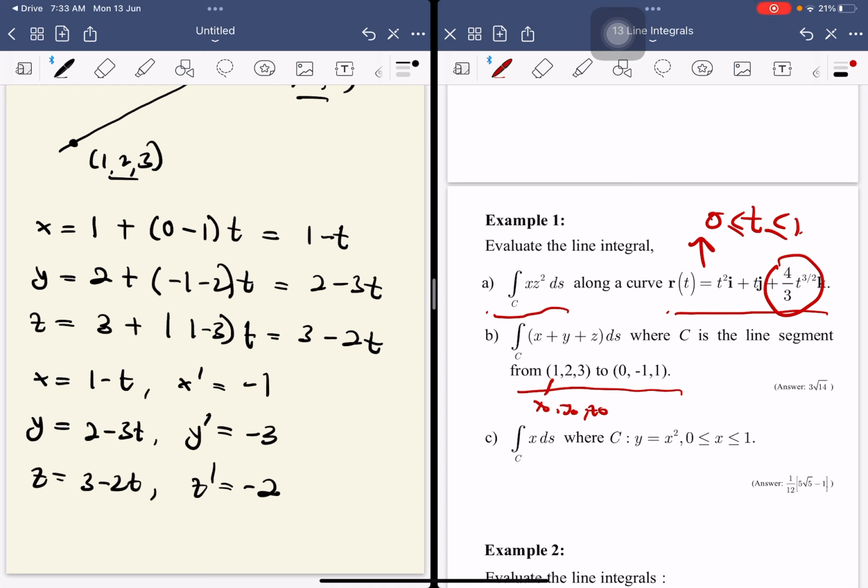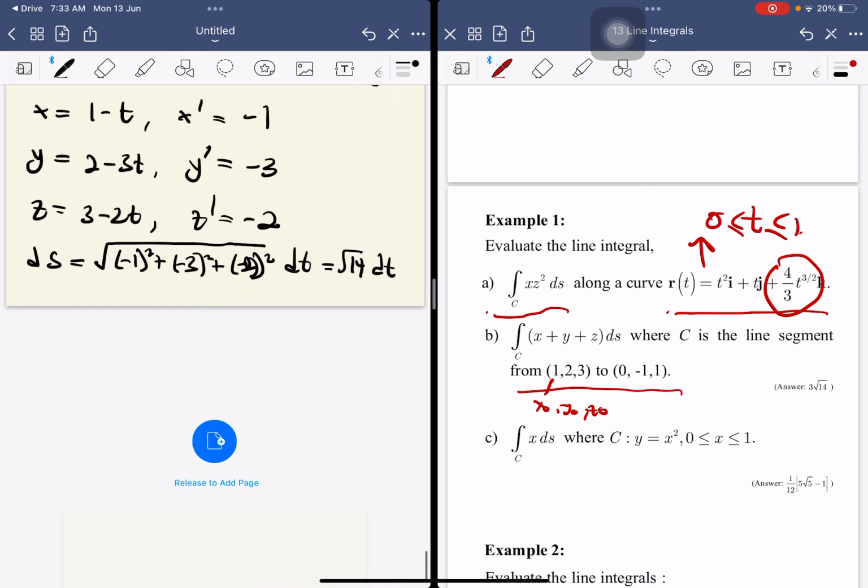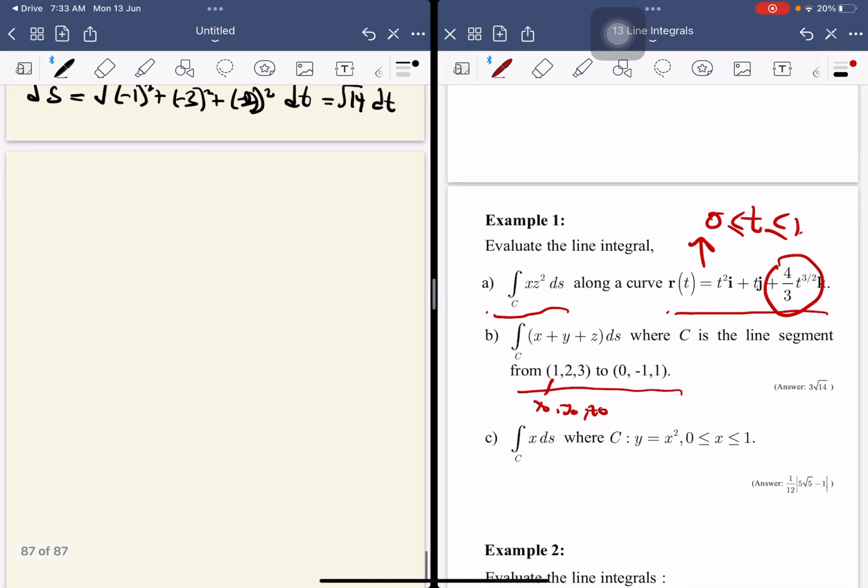So from here, obviously the ds that we will figure out is going to be just a number, right? So it's going to be the square root of negative 1 squared plus negative 3 squared plus negative 2 squared, dt. If you simplify, you're going to get square root 14 dt. In this case, it's just a number, so you don't need to simplify further for these cases. So we have figured out ds.